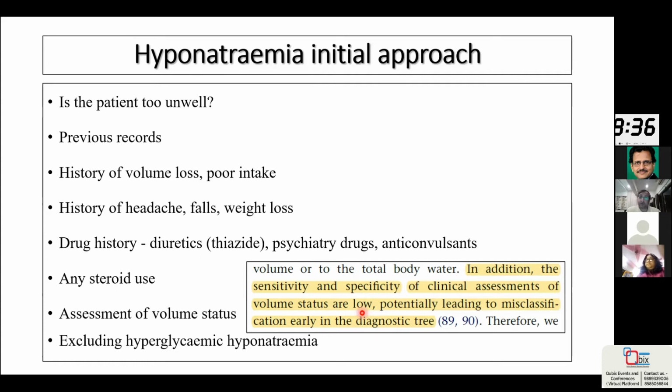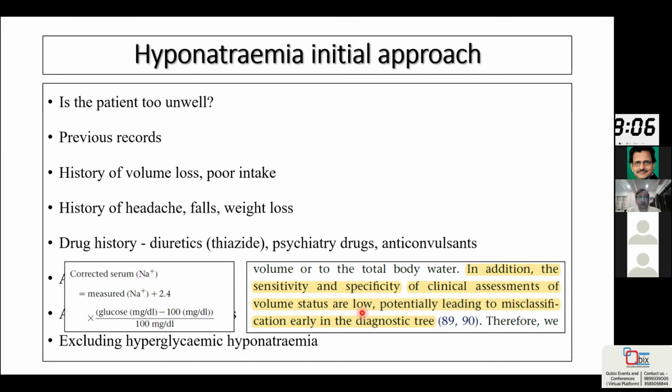So you have to exclude one of the common reasons for admissions, which is hyperglycemia. So high blood sugars will cause low sodium. This is not pseudo-hyponatremia. In pseudo-hyponatremia, lipids and proteins cause the low sodium, and that's the problem with the assessment. Blood sugar being high, leading to low sodium, is not pseudo-hyponatremia. It is true hyponatremia because the solute, the glucose, pushes water out.